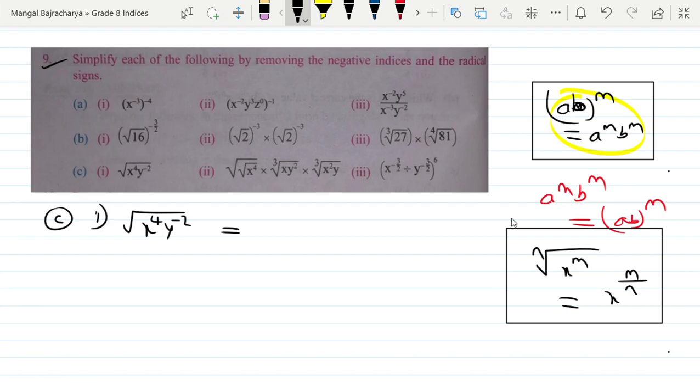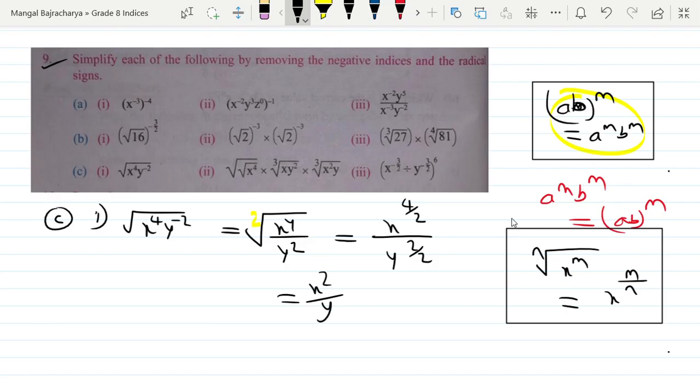First I will remove the negative power inside the root. So you can write square root of x power 4 by y power 2. The negative power we bring down to turn it positive. After that, square root: x power 4 divided by 2 we have to write. Square root means invisibly there is power 2. And we do the same for y. So y power 2 by 2 we get, and this gives you x squared by y. So that is the first number.